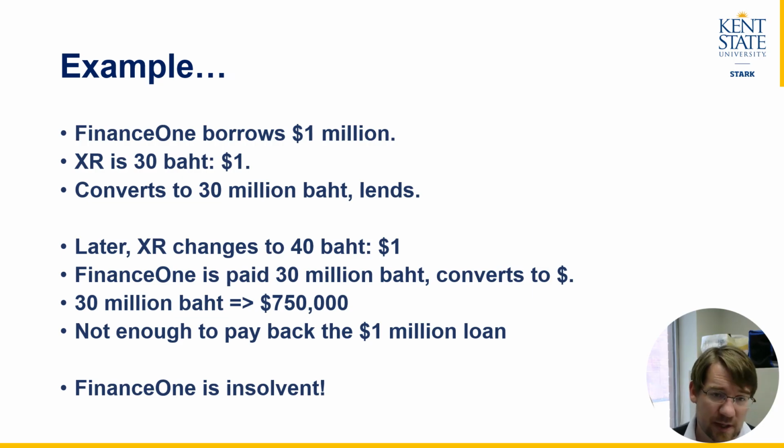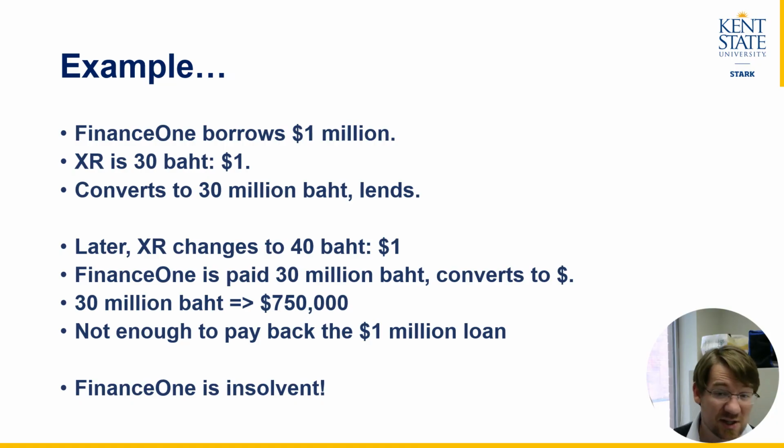Then time passes, and let's just say that in that time, the Thai baht loses value. Now, because the Thai baht has depreciated, they're going to need more baht to buy back a dollar than before. So let's just say that it's 40 baht per dollar. Time goes on, Finance One gets paid back. They're paid that 30 million baht that they had lent out, and I'm ignoring interest here for a minute, just to make the point. They convert that over to dollars, and what they find out is that now they only have $750,000. That's not enough for them to pay back the $1 million loan.